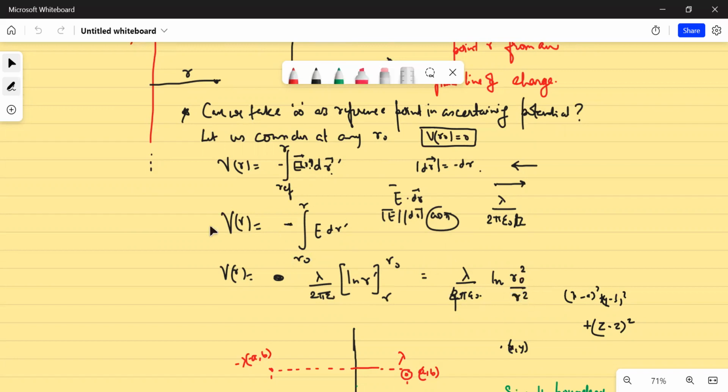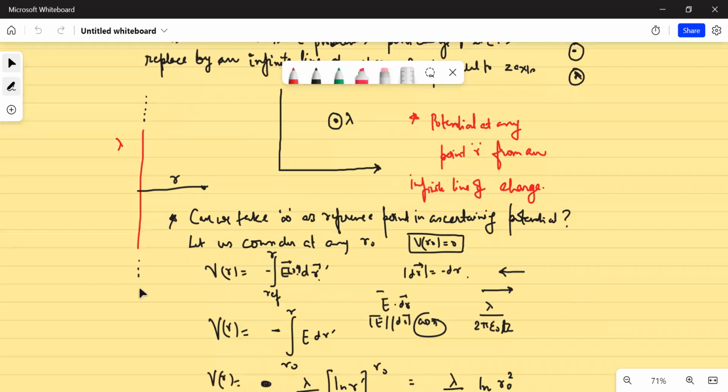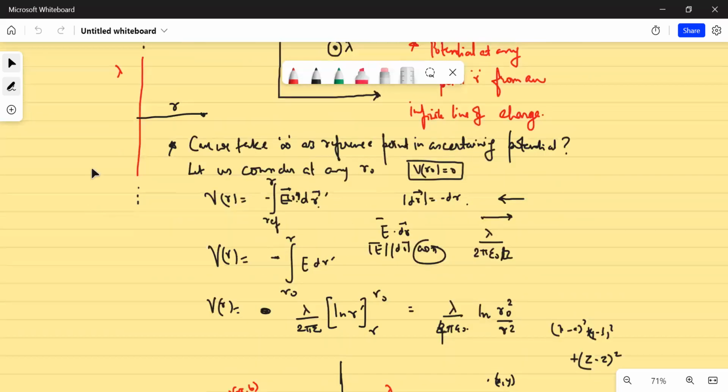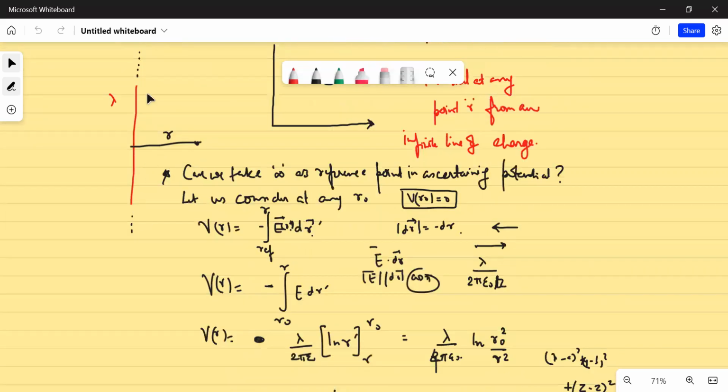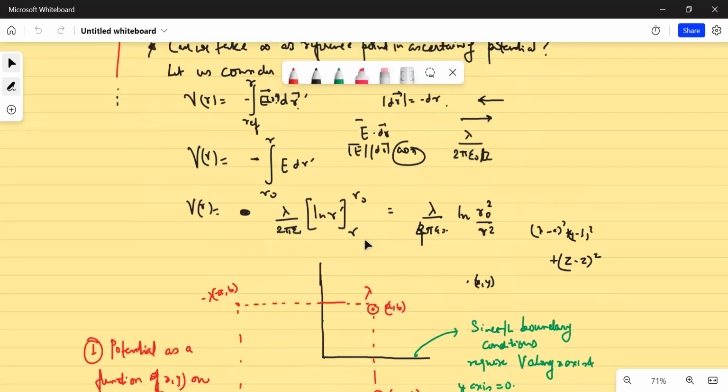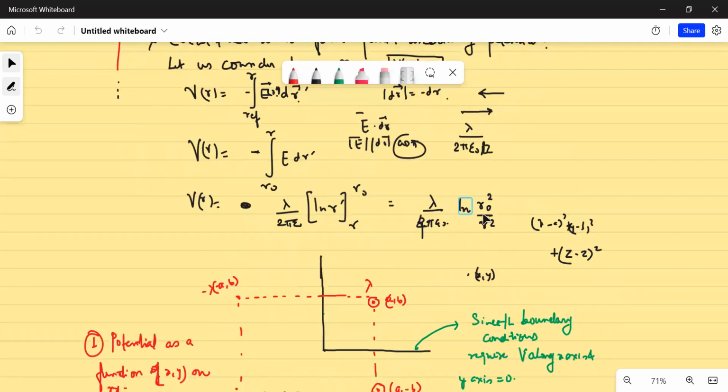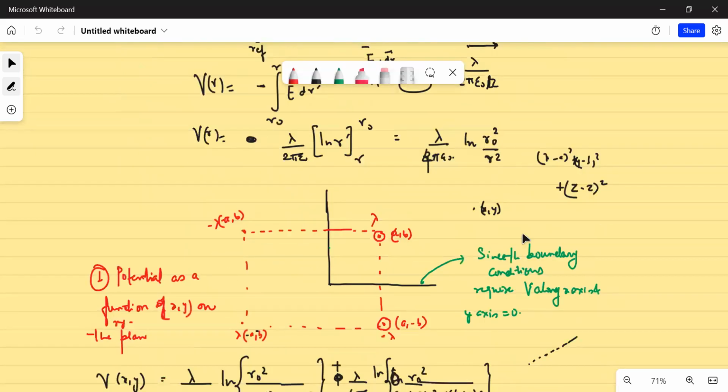And that indeed should be the case, because here you do not have an interaction-less state at infinity, so you can no longer take infinity to be the point where your reference potential is zero. So we take in general some point r naught where your potential is assumed to be zero. By that formulation, at any distance r, for a line charge density lambda, the potential can be given by lambda upon 4 pi epsilon naught ln (r naught squared divided by r squared).